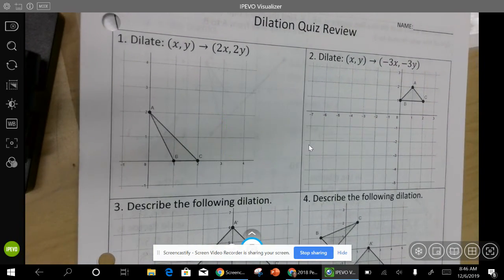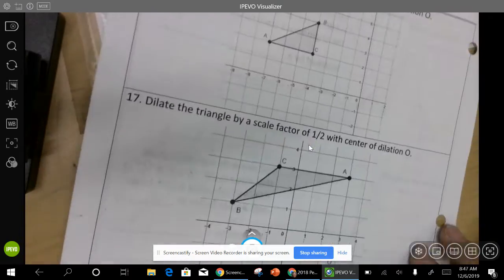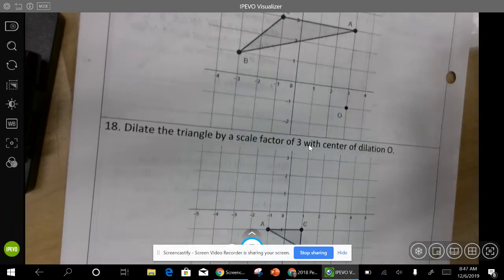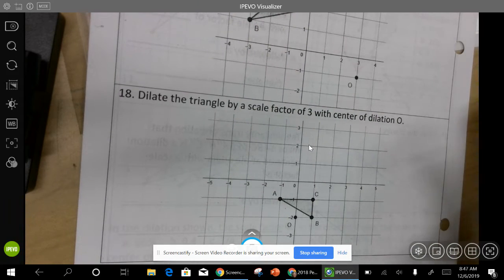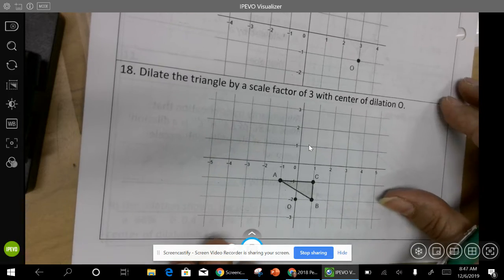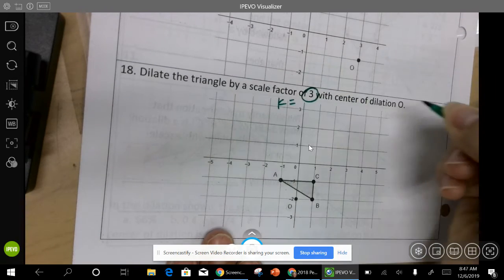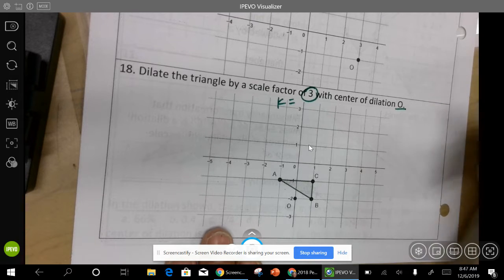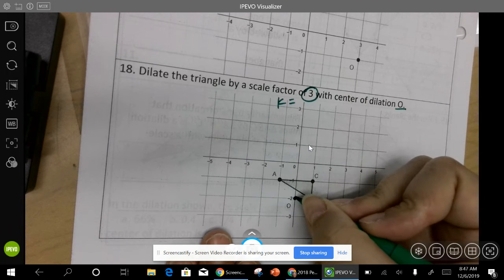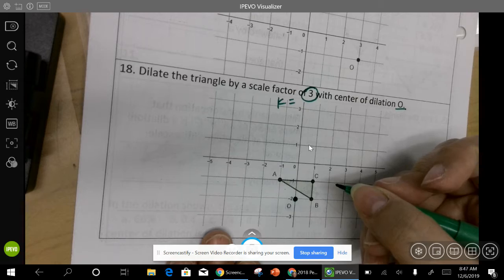Okay, so we are going to work on the dilations quiz review. So everybody, you got this. I am going to start with the back. It says dilate a triangle by a scale factor of 3, so that means K is equal to 3, with a center of dilation of O. Everybody, that means the center of dilation is right here.